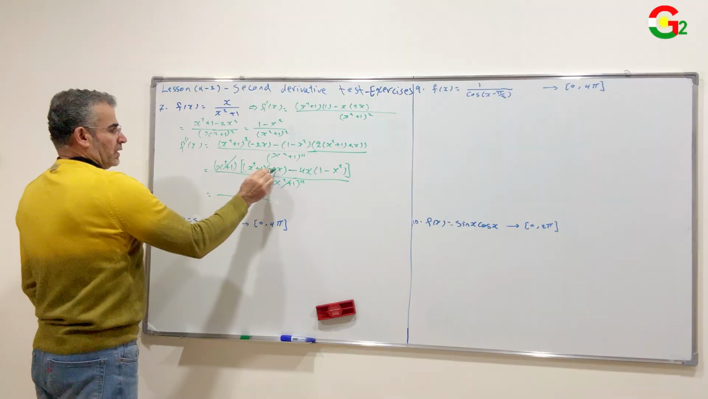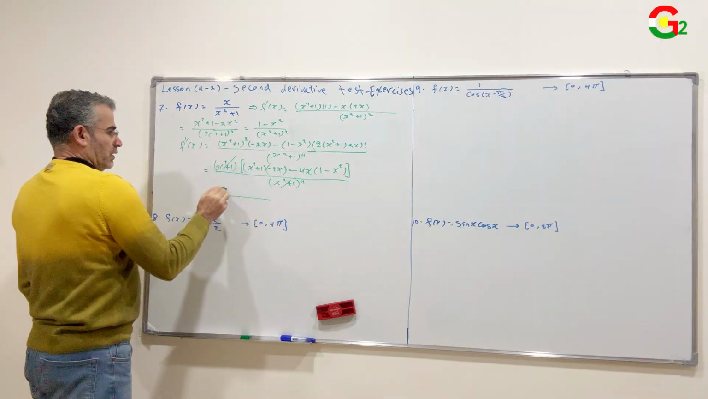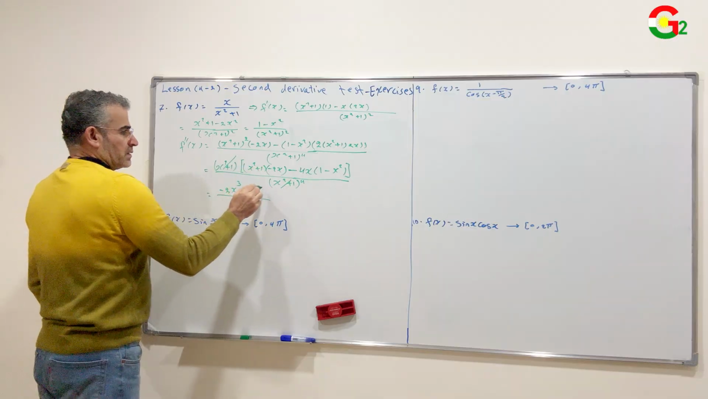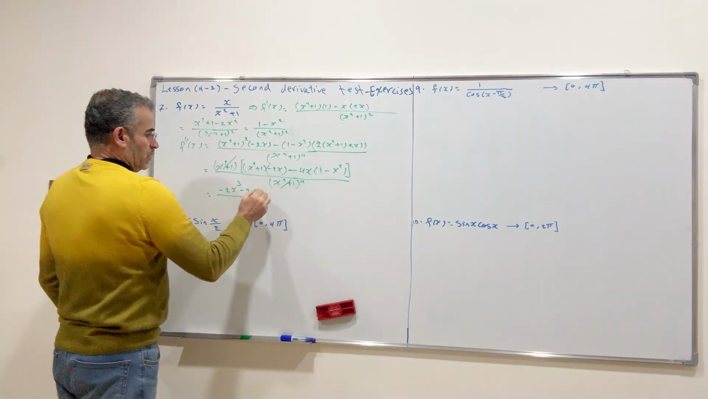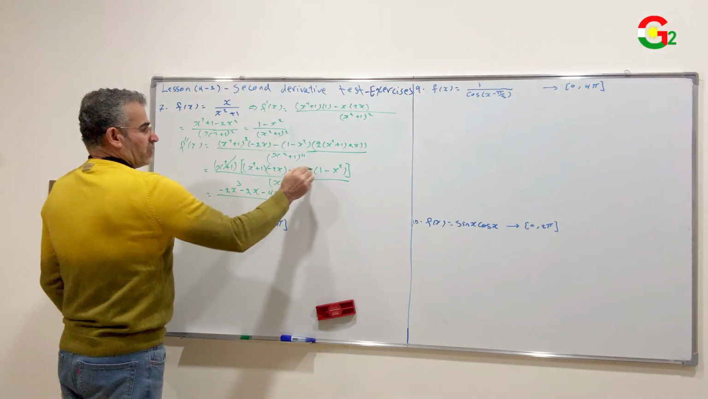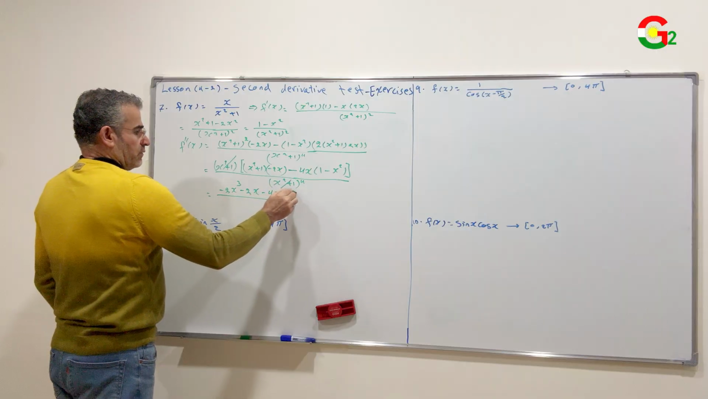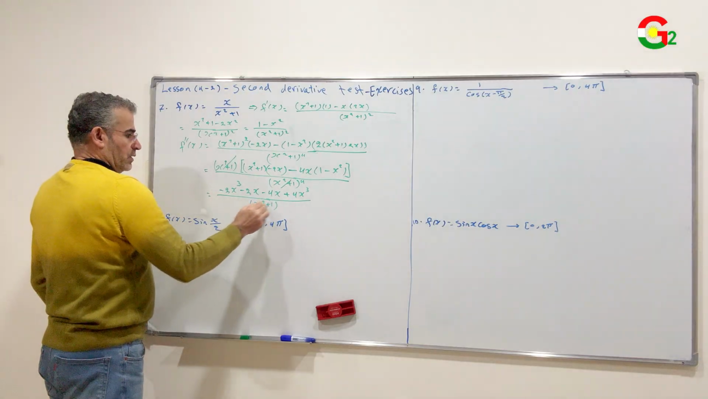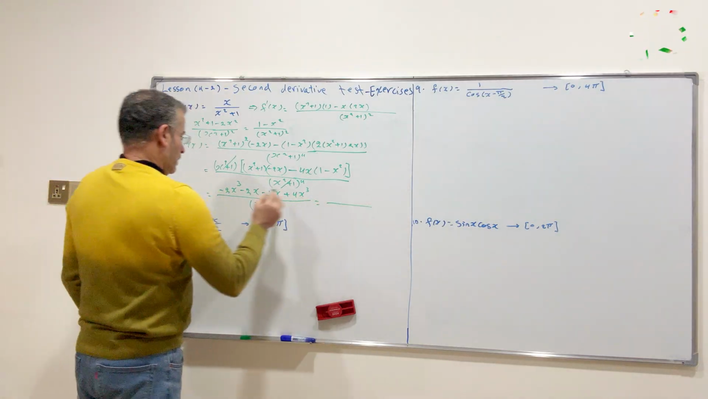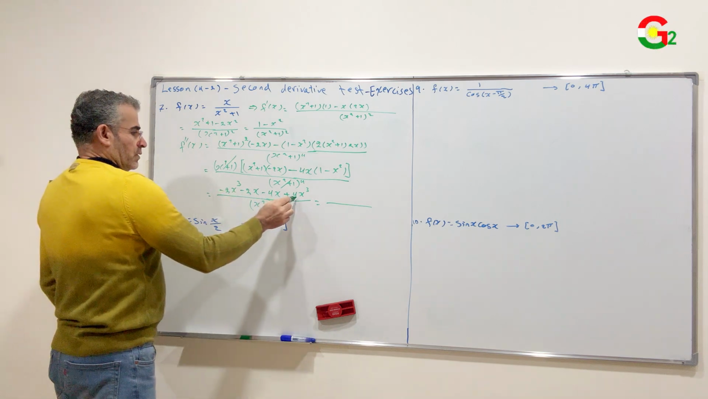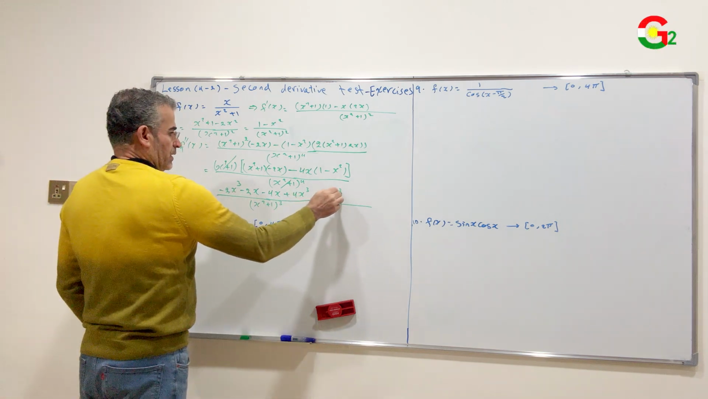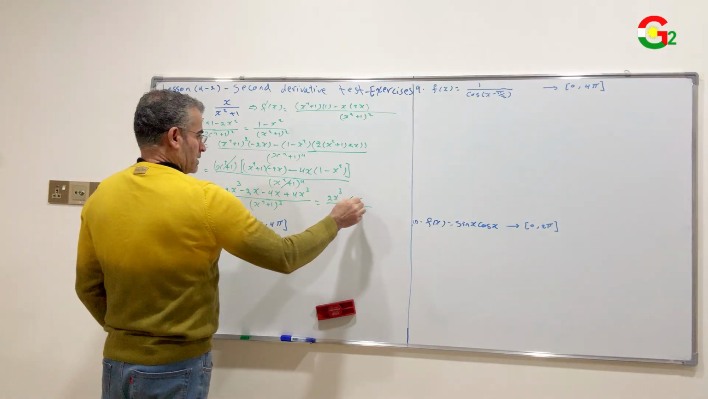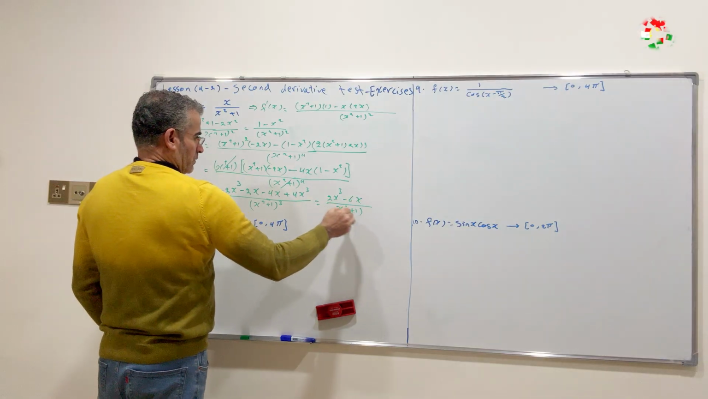Then we get negative 2x times x power 2, negative 2x power 3. 1 times negative 2x, negative 2x. Minus 4x times 1, minus 4x. Minus 4x times x power 2, plus 4x power 3, over x power 2 plus 1 to the power 3, equal to negative 2x power 3 with 4x power 3, 2x power 3, negative 2x minus 4x, negative 6x over x power 2 plus 1 to the power 3.